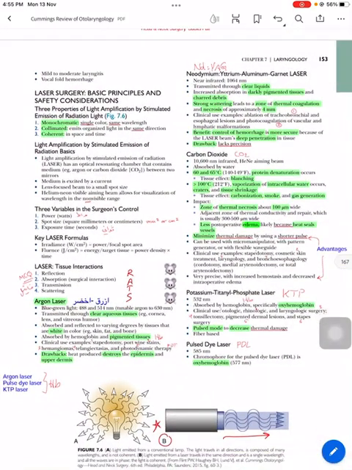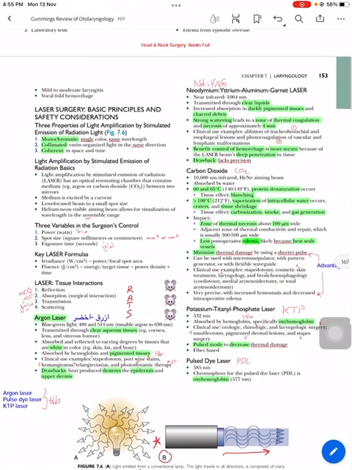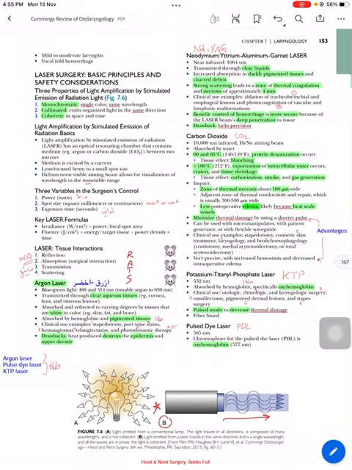There are different types of laser. I'm not going to dig deep in the details. You can find them in a nice and summarized way in chapter 7 in Cummings review. What I want to mention is that argon laser, pulse dye laser, KTP laser, all of these three types have something in common, that they are all absorbed by hemoglobin. That means that they can be used in the treatment of pigmented lesions.